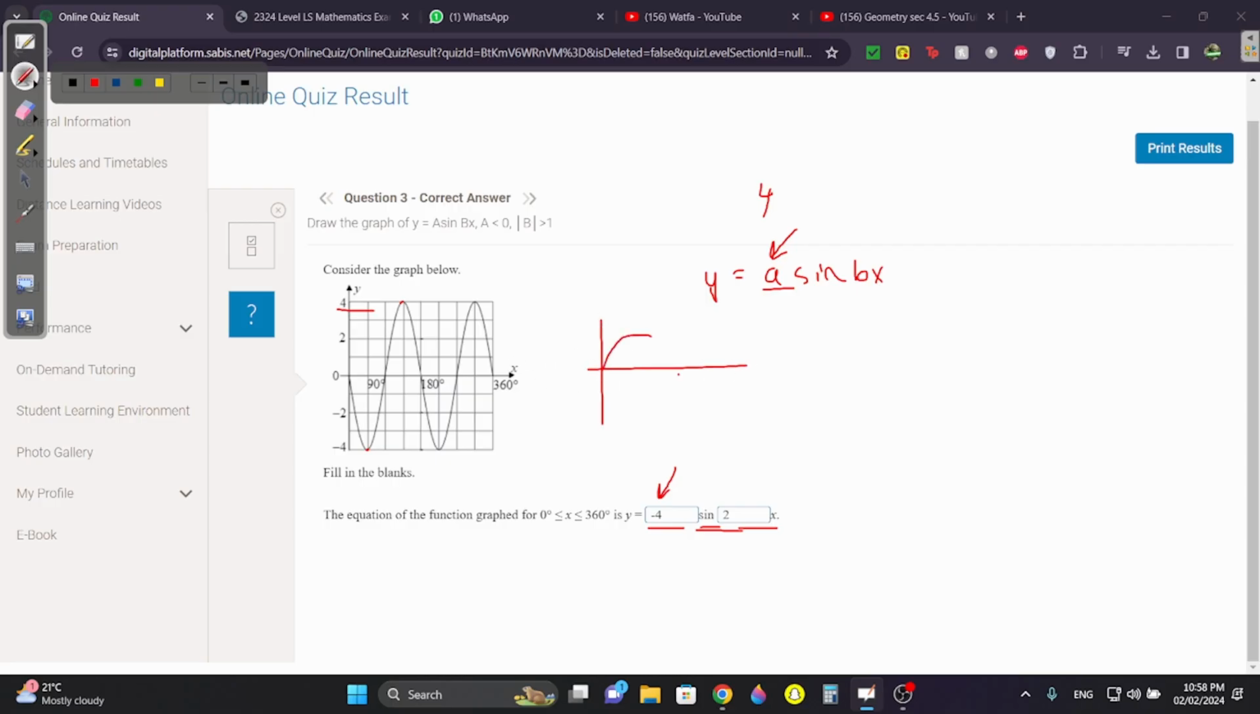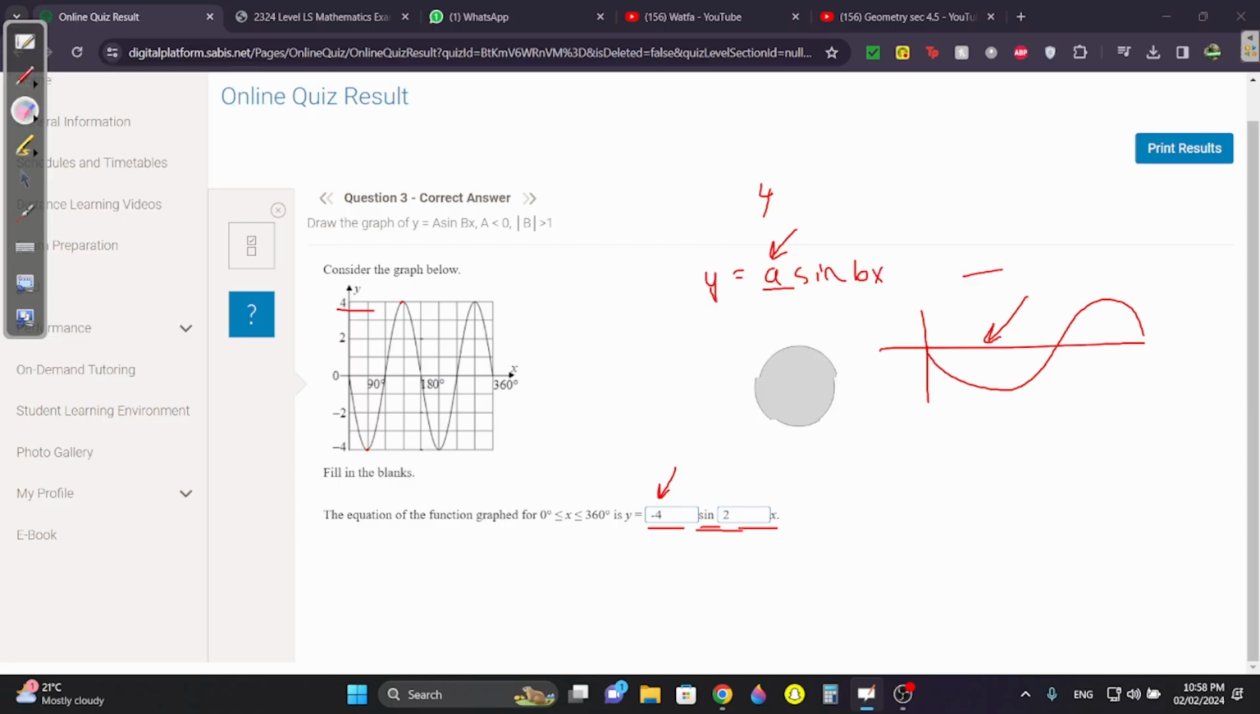The sine graph usually starts going up, then goes down and comes back normally. But in this case, it starts going down, then comes back up. Obviously we flipped it upside down, so it should be negative. If your graph starts going down, then it should be negative 4.